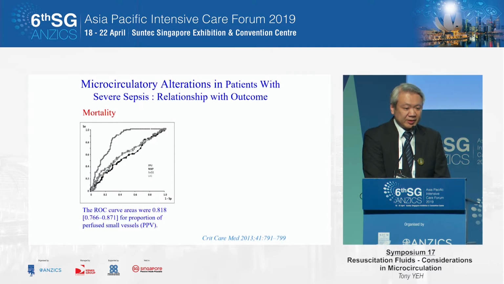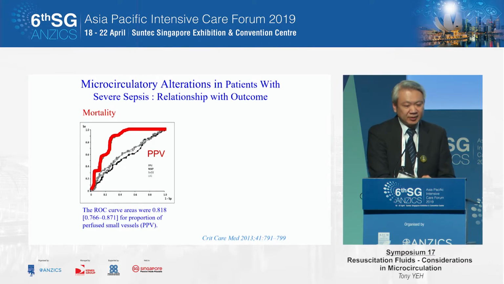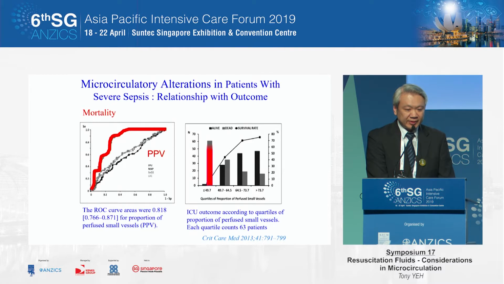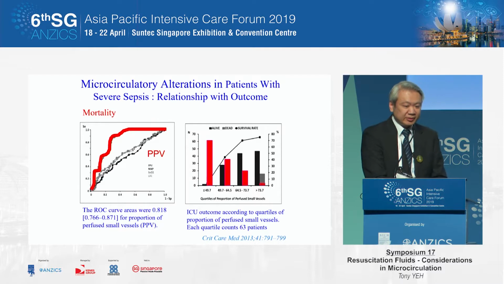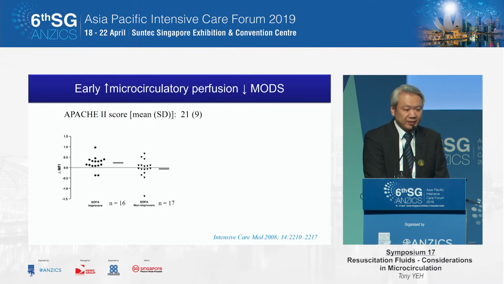You can also use it to predict if your patient has a very low proportion of perfused vessels. As you can see, the ROC curve was much better than MAP or SpO2 or even lactate. And if you have a very low perfused vessel density proportion, you will have very high mortality. If your PPV is good, your mortality will be low.